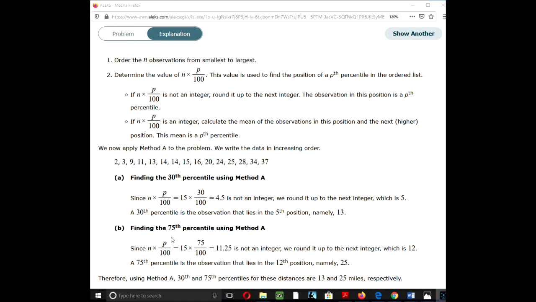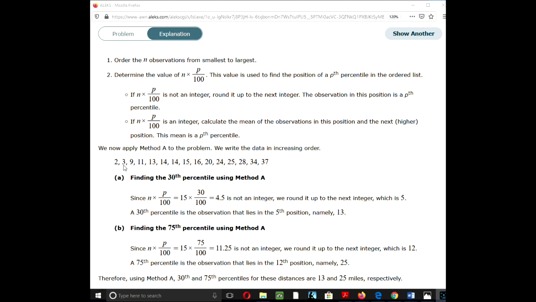Finding the 75th percentile using method A. We would do the same thing. We have 15 participants, so we put 15 for N. We want to know what's in the 75th percentile, and we divide that by 100. In your calculator, you put 15 times 75 over 100, and that gives you 11.25. Since 11.25 is not an integer, you move up to 12, and the number in the 12th place is 1, 2, 3, 4, 5, 6, 7, 8, 9, 10, 11, 12. So that number would be 25.